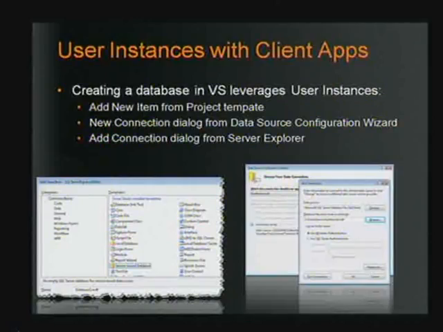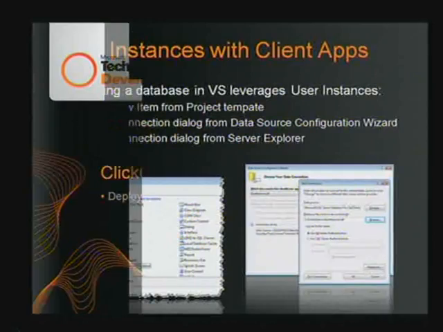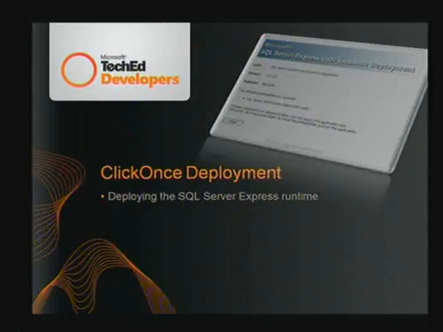So on the client apps with user instances, they're very much similar. We've got the add new item template, we've got data source configuration tools, all that same kind of thing. And you can copy the database with your project. Copy the files from one place to another, and you're good to go for development. Very, very productive, very helpful. But when I want to deploy this, how do I actually get the database out there as well?